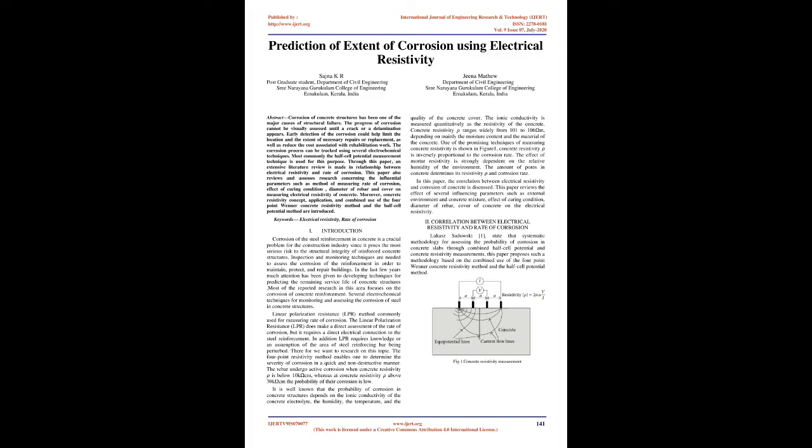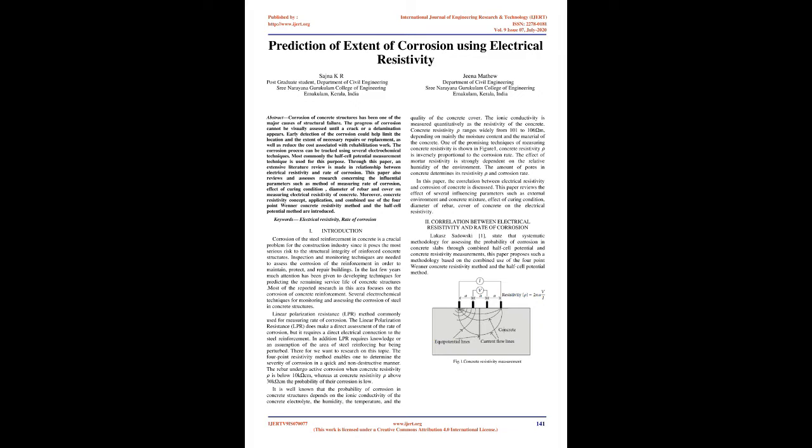The 4-point resistivity method enables one to determine the severity of corrosion in a quick and non-destructive manner. The rebar undergo active corrosion when concrete resistivity is below 10 kΩcm, whereas at concrete resistivity above 30 kΩcm the probability of their corrosion is low. It is well known that the probability of corrosion in concrete structures depends on the ionic conductivity of the concrete electrolyte, the humidity, the temperature, and the quality of the concrete cover. Jeena Mathew, Department of Civil Engineering, Sri Narayana Gurukulam College of Engineering, Ernakulam, Kerala, India.